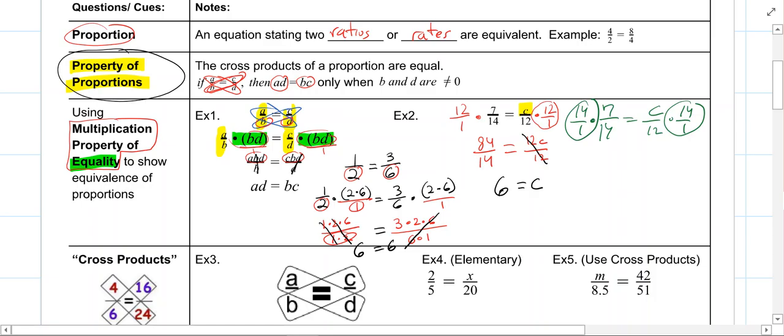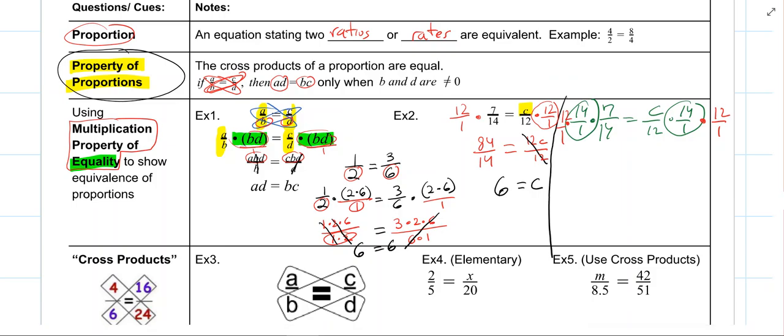Okay, so when I do this, I'm going to get 14 times 7. Then I also want to multiply both sides by 12 over 1. Let's put a line here so we don't get confused.